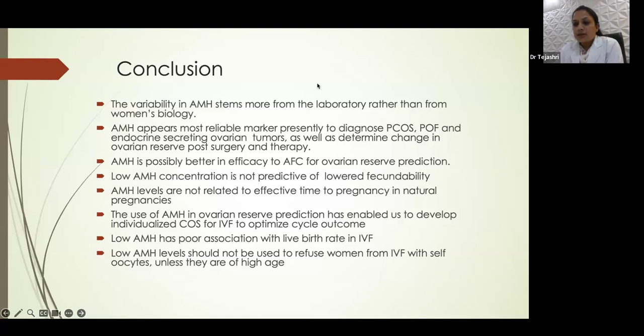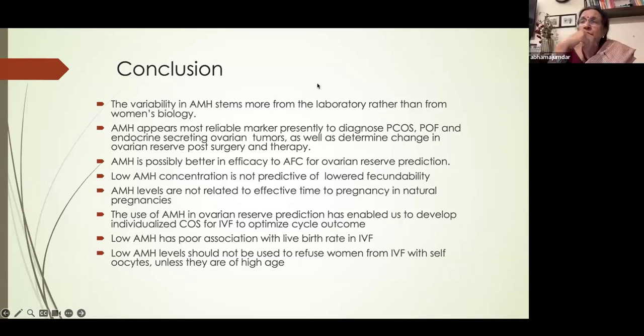The second question is, ma'am, what is the effect of OC pills on AMH? It reduces in 3 months, it reduces a little bit. In 6 months, I haven't brought those slides, AMH value reduces by 50% if they are on 6 months or more of OC pills.